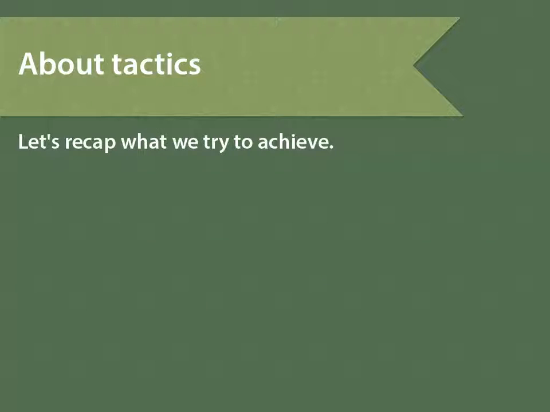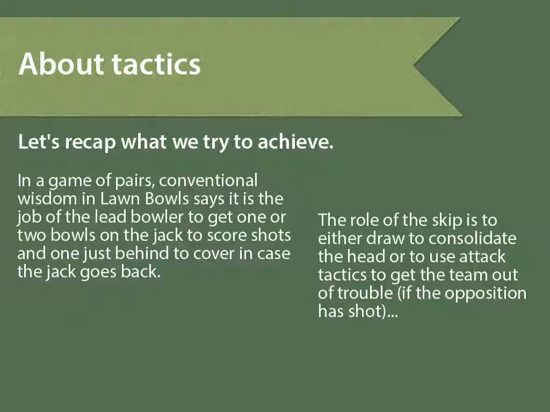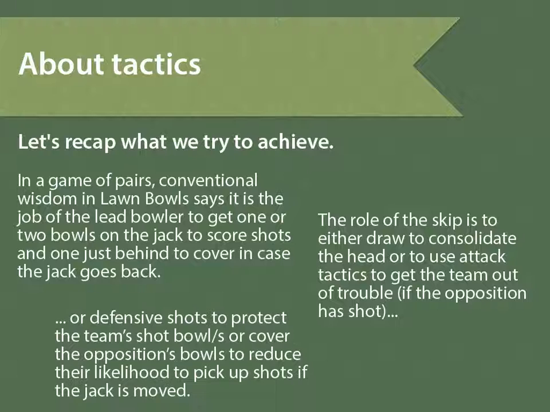Let's recap what we try to achieve. In a game of pairs, conventional wisdom in lawn bowls says it's the job of the lead bowler to get 1 or 2 bowls on the jack and to score shots, and 1 just behind to cover in case the jack goes back. The role of the skip is to either draw to consolidate the head, or to use attack tactics to get the team out of trouble if the opposition has shot, or defensive shots to protect the team's shot bowls or cover the opposition's bowls to reduce their likelihood to pick up shots if the jack is moved.